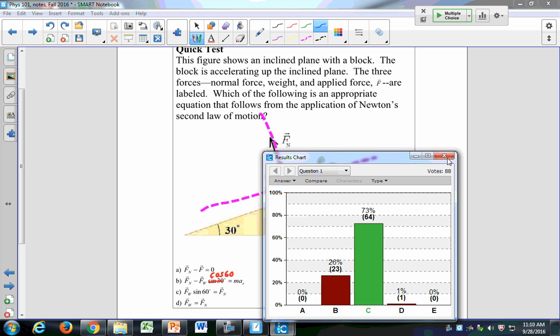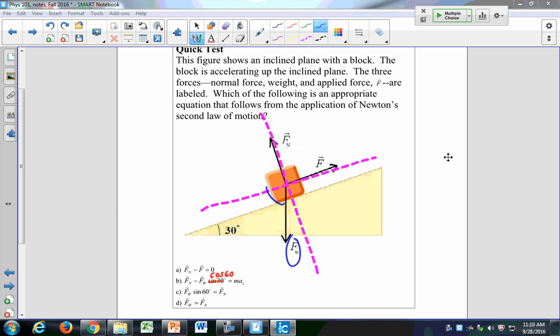Okay, good. C is right. That's pretty decent for a first try. All right, so let's think about, first we're going to resolve our vectors. I'm going to redraw this. Let me just zoom out a little bit.